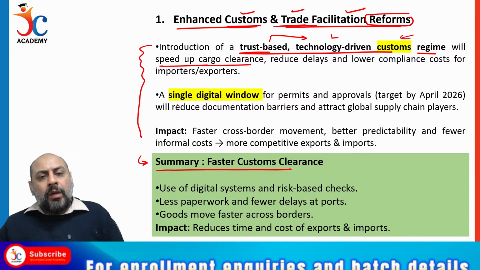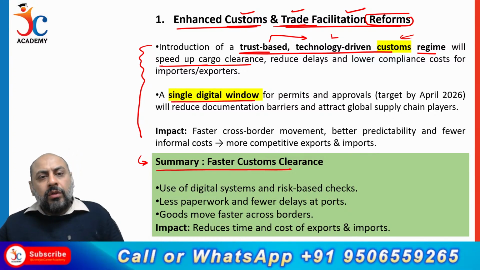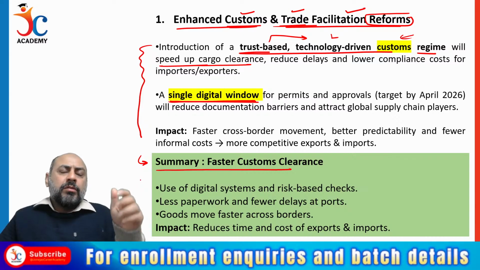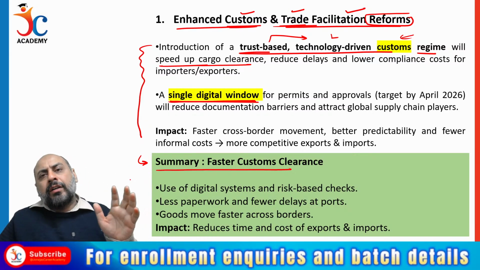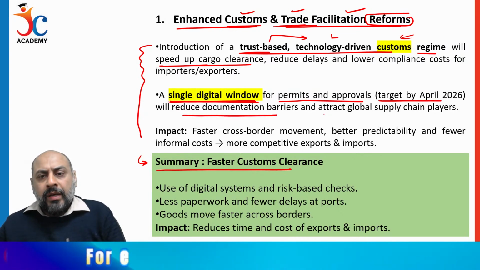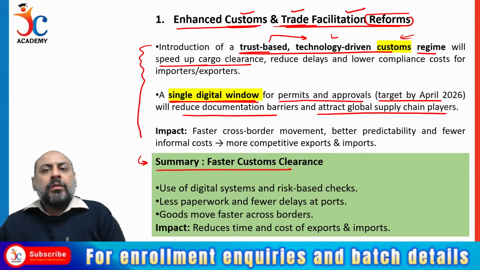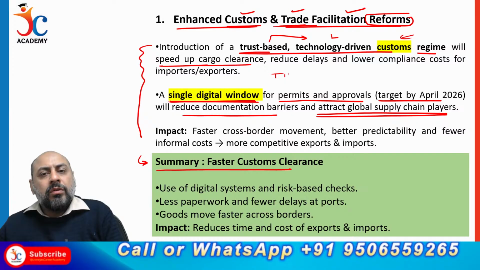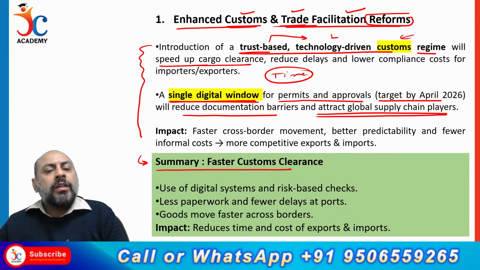Now they are also talking about a single digital window. A single digital window means that you are expected to get multiple permissions, multiple approvals, multiple agreements and multiple licenses at one single point of time. So different permits and approvals will reduce documentation barriers and attract global supply chain players. Why? Because this is going to significantly reduce their time.